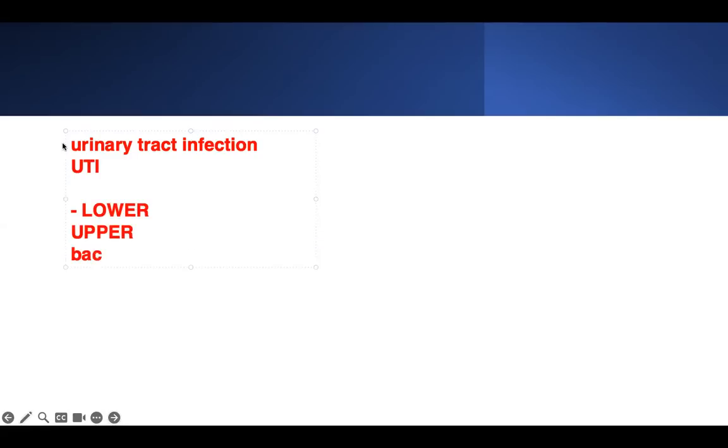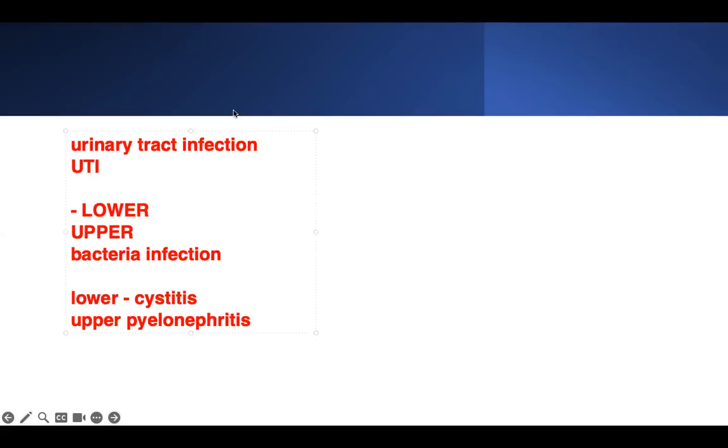This is caused by bacterial infection. I'm going to give you straightforward infection. The way you should remember is the lower one is cystitis. I will explain it. And the upper one is what we call pyelonephritis.